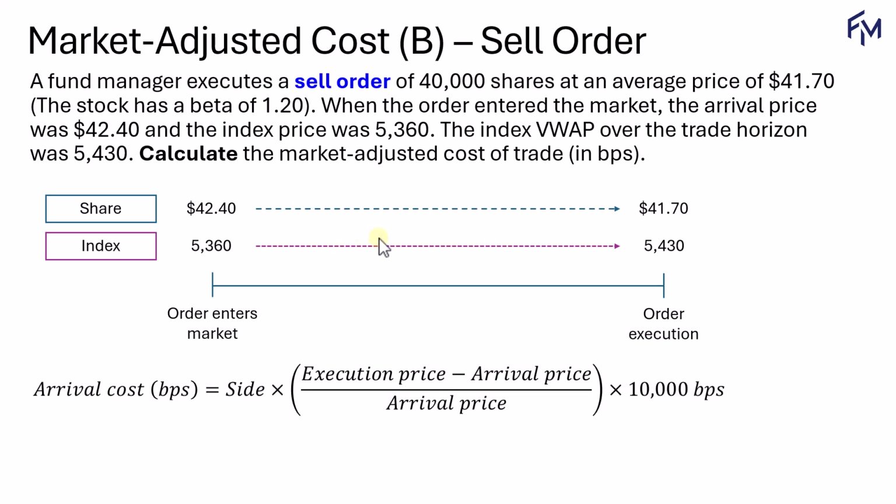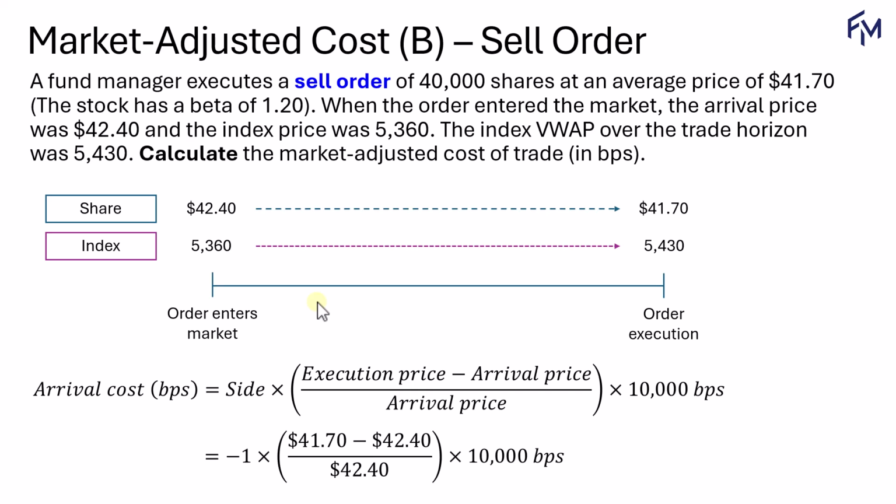We'll have the arrival cost, but this time the side would be -1 because this is a sell order. You have 41.7 minus 42.4 over 42.4 times 10,000 basis points. Now, in this case, you get a positive 165.09 basis points. So in terms of the arrival cost, there was a gap between the arrival and the execution, and this is seen to be underperformance because you sold the shares at a price lower than the arrival price.